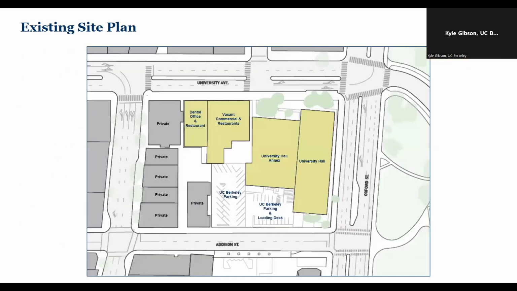This slide shows the site as it exists today. University Hall is the most prominent building on the site, but the site also includes an annex, surface parking, and 2 commercial buildings. University Hall is 7 stories and was constructed in 1959. It and the annex are now vacant.